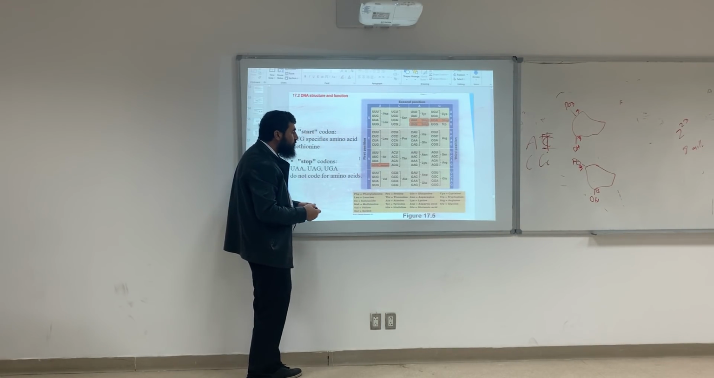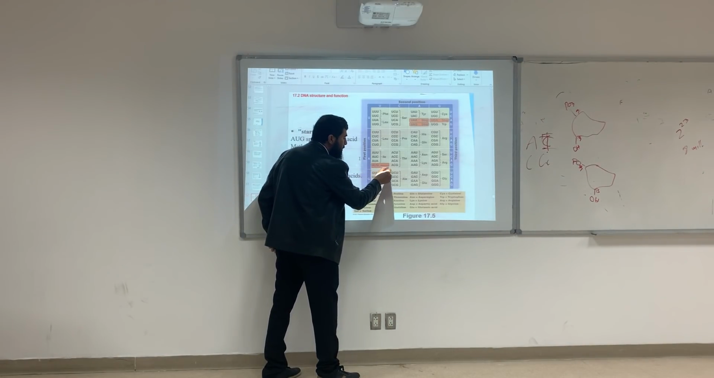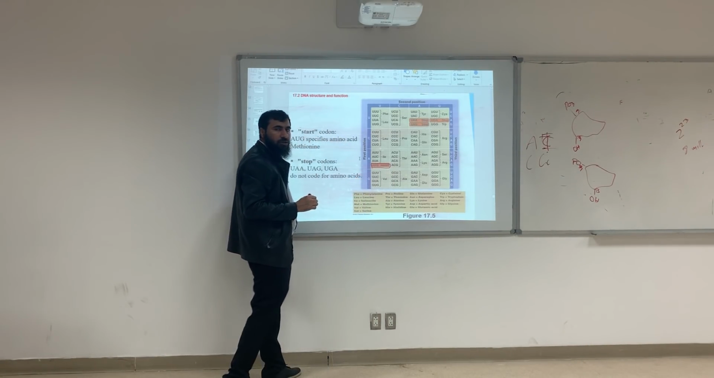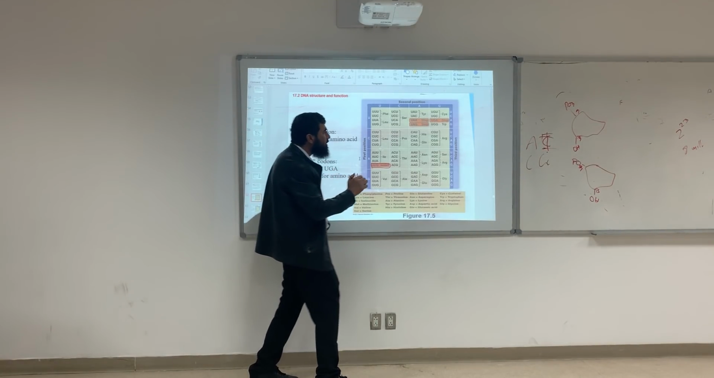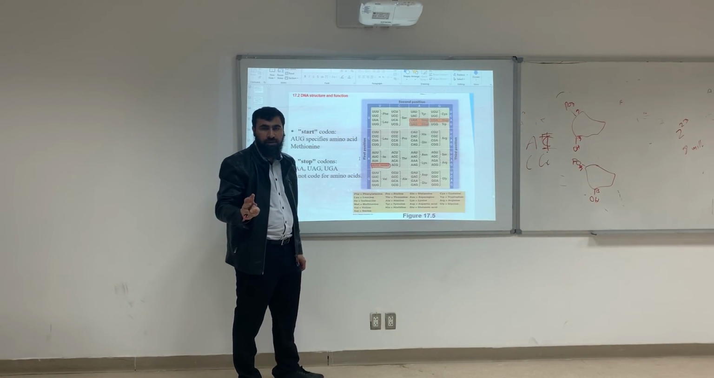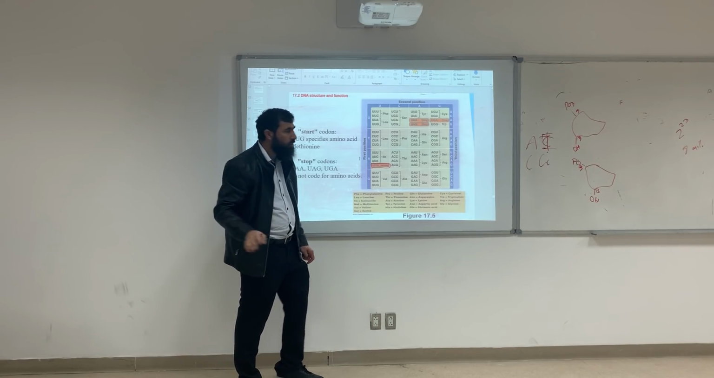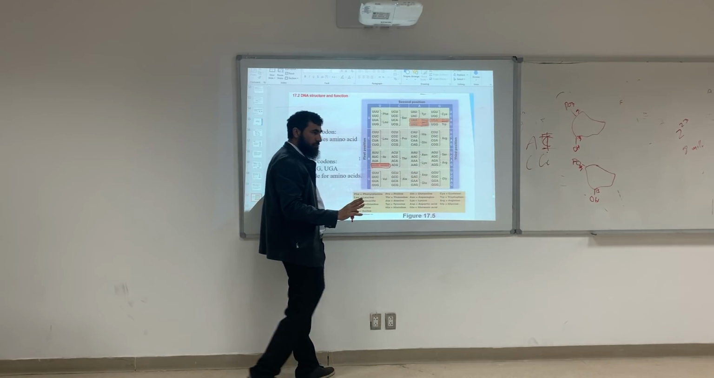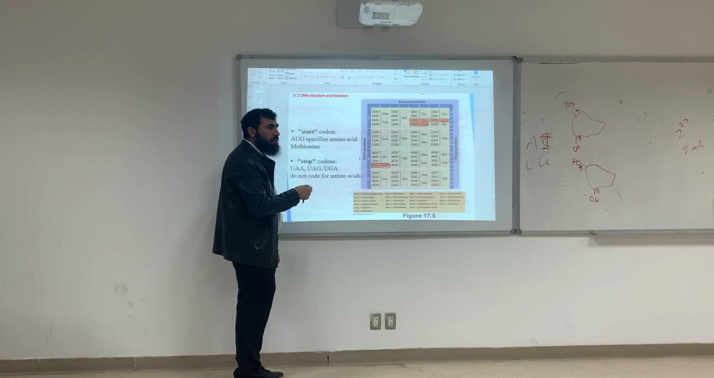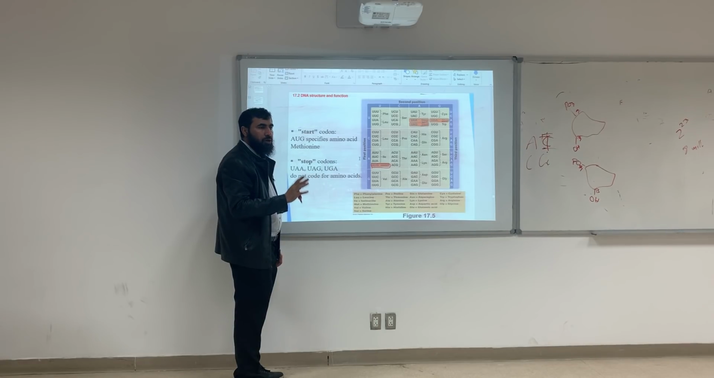When we look at the code, we find that there is only one start, the AUG, and it codes for methionine. And we find that there are 3 non-coding codons. They don't code for any amino acids. We call them the stop codons. The rest of them code for the 20 amino acids.